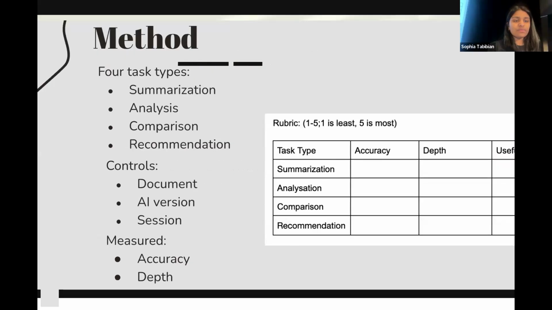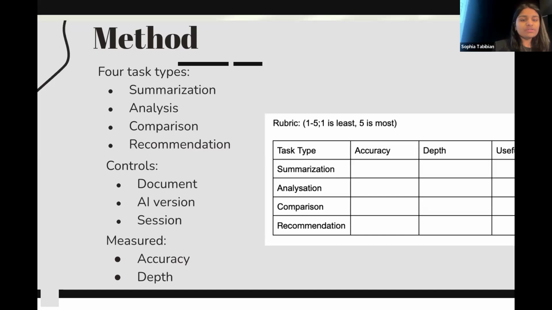For my method, I tested four different task types: summarization, analysis, comparison, and recommendation. Each task used similar question types and a similar document, the same AI version and the same session to keep the conditions consistent. I measured the performance using four categories: accuracy, depth, usefulness, bias, and hallucinations. These metrics are chosen because they reflect what investors actually care about, not just correctness of the data, but how helpful and reliable the information would be for decision making.